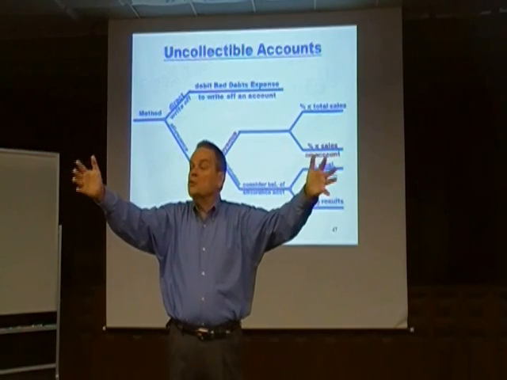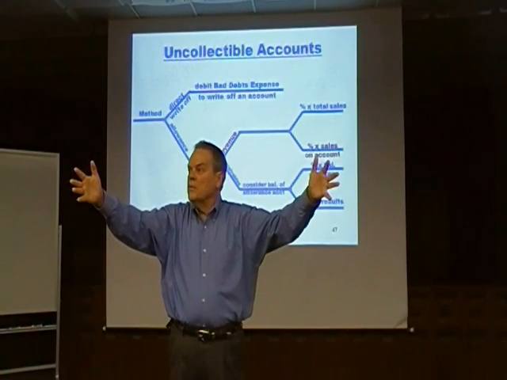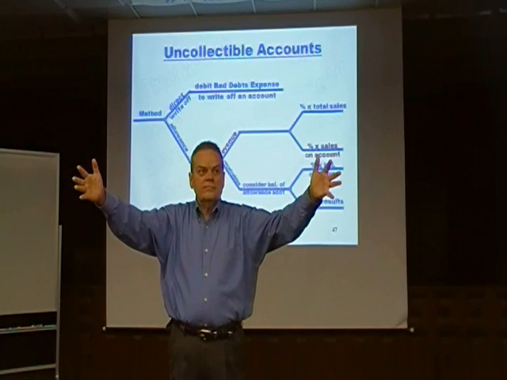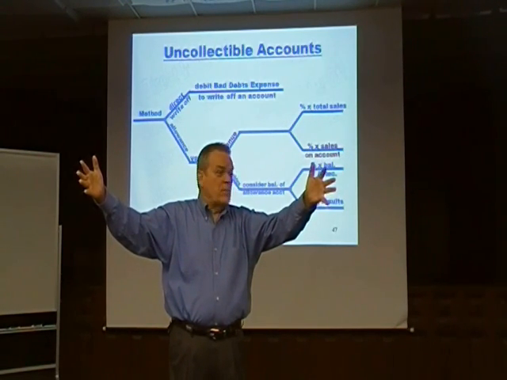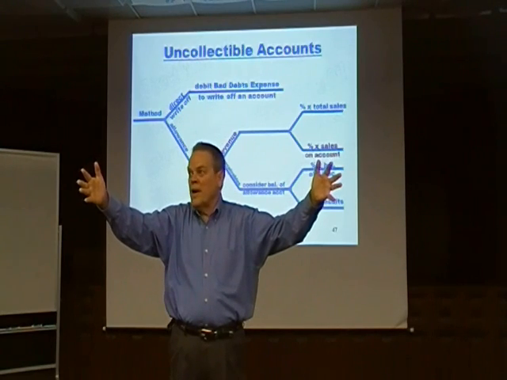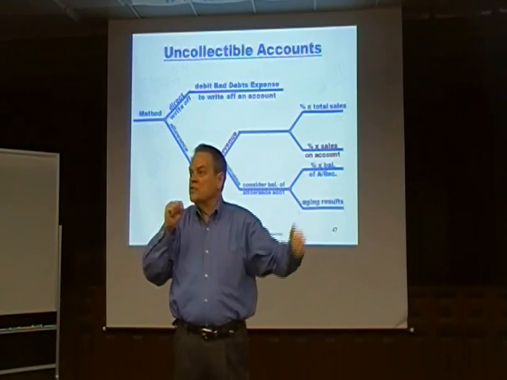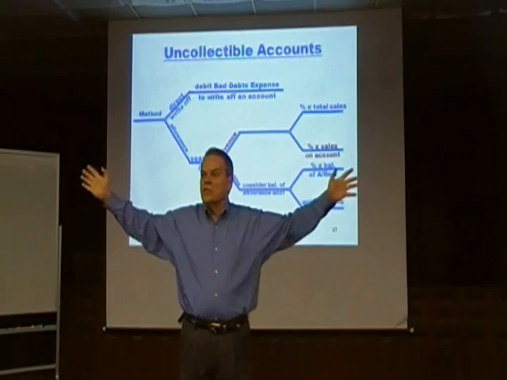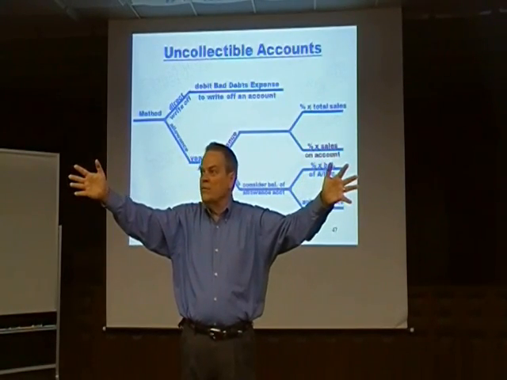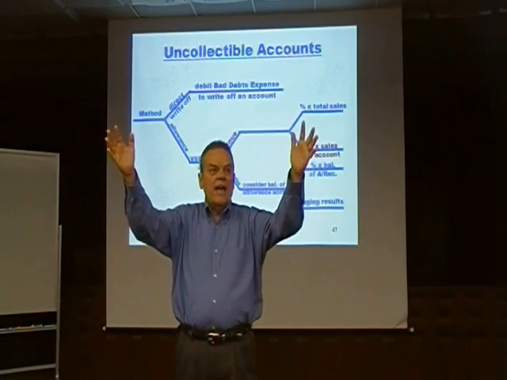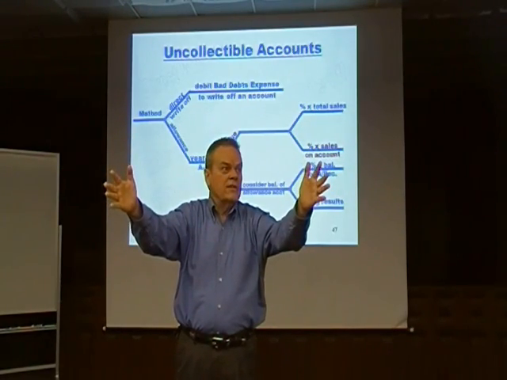Who's in this group that shouldn't be there? Let's eliminate some more people. The people that have already paid. The people that have already paid aren't part of the problem, are they? Now, notice the difference that occurs right here. This was everybody we sold to on account. This is everybody who still owes us.